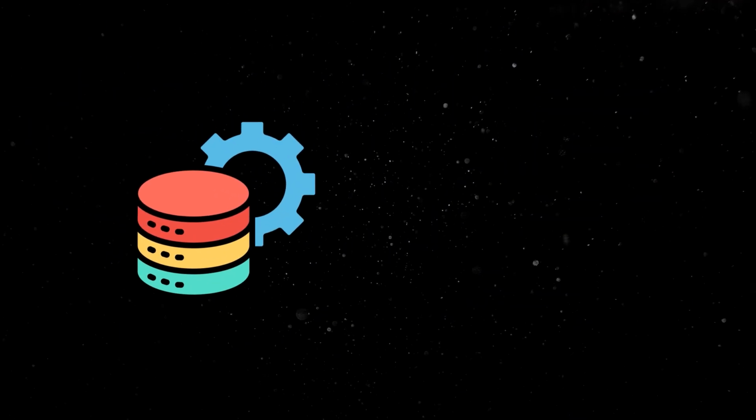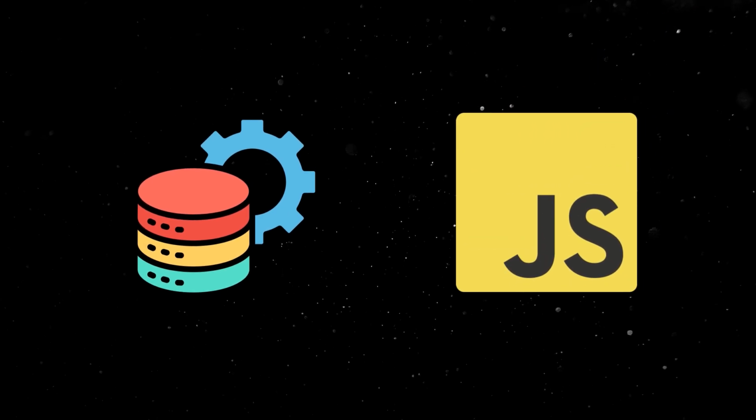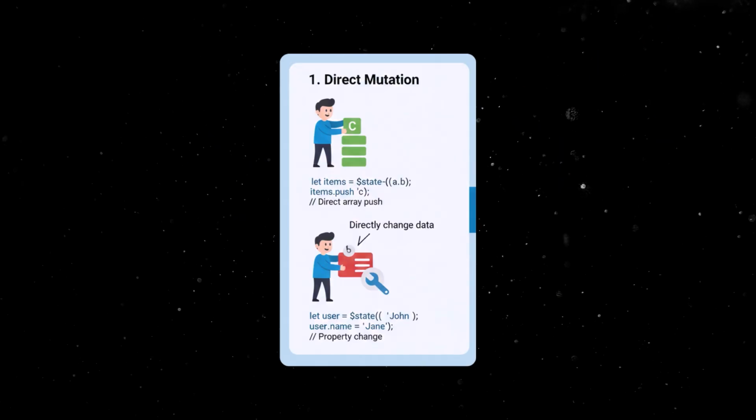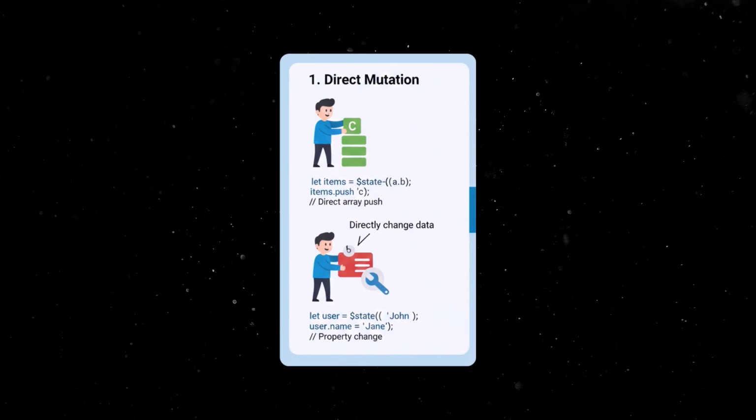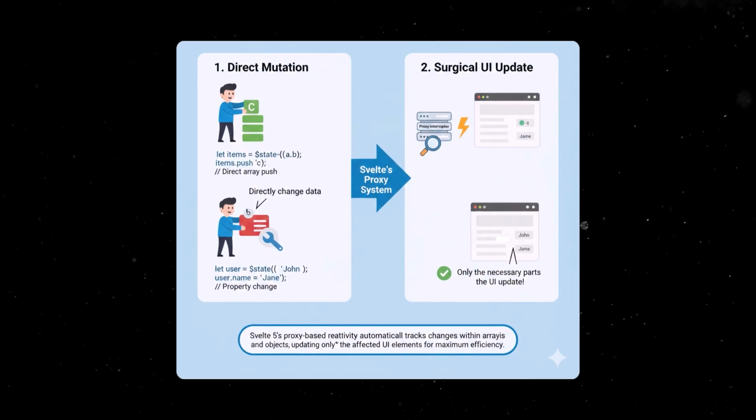proxies. This allows you to treat your data like normal JavaScript. You can push to an array or change a specific property inside an object, and Svelte will see exactly what changed and update only the necessary parts of the UI.